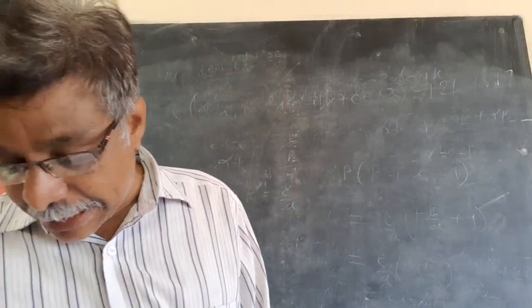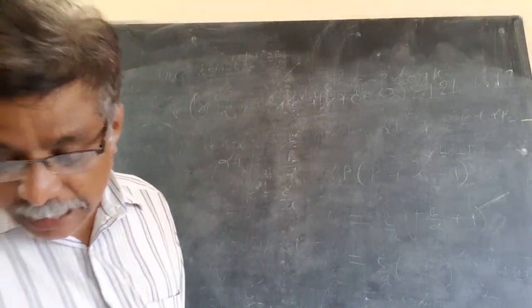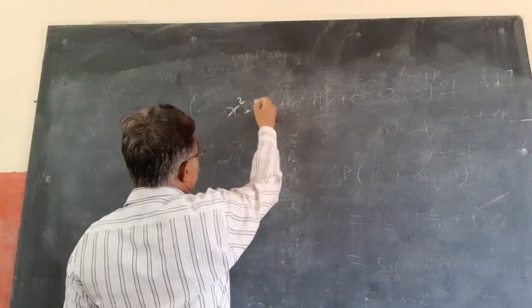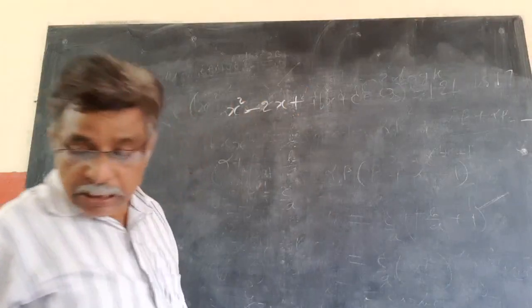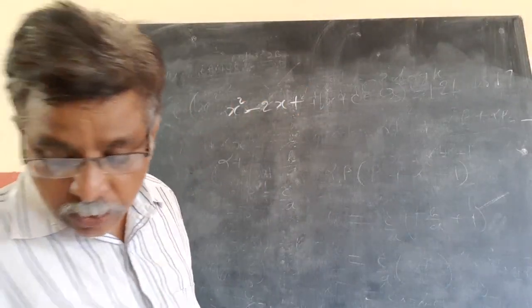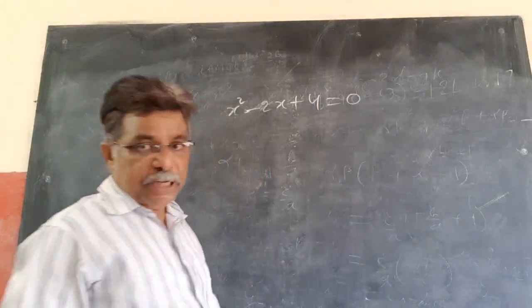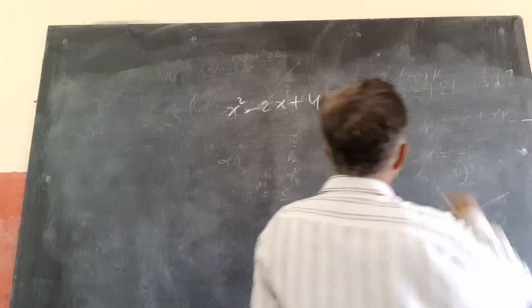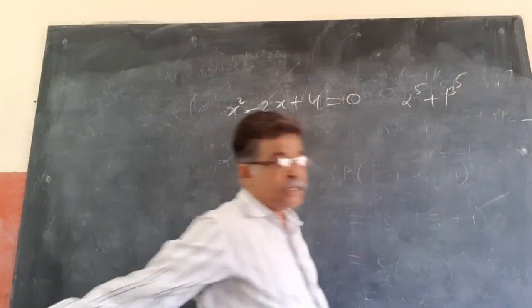Given in MSET 90, if alpha, beta are the roots of x square minus 2x plus 4 equal to 0, then alpha power 5 plus beta power 5 equals what?